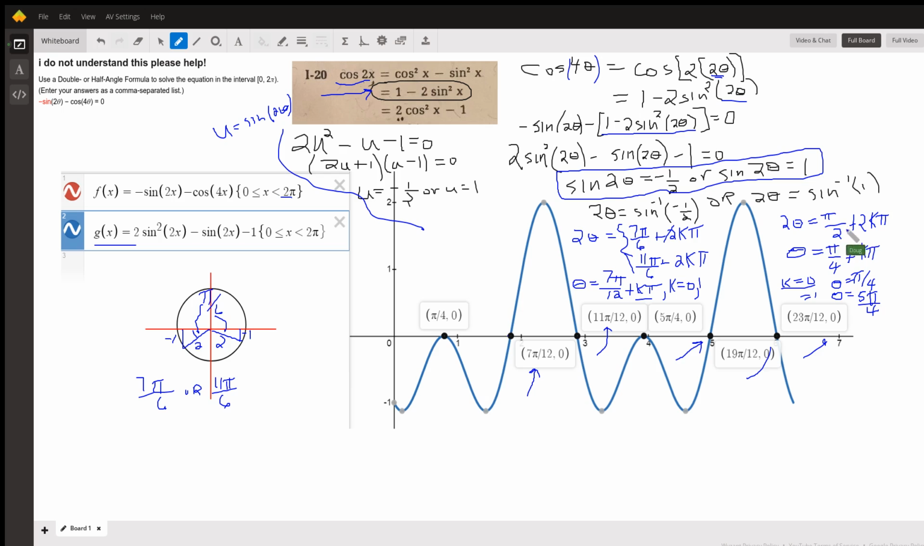And over here, when 2 theta equals pi over 2 plus 2k pi, theta equals pi over 4 plus k pi after dividing by 2. When we let k equal 0, we get pi over 4 right here. When we let k equal 1, we get pi over 4 plus 4 pi over 4, which is 5 pi over 4. If we let k equal 2, we go outside the interval ending at 2 pi. So we're done. There's your 1, 2, 3, 4, 5, 6 solutions to this trigonometric equation.